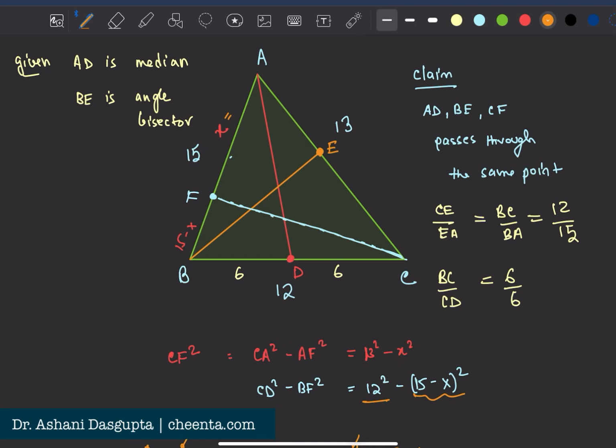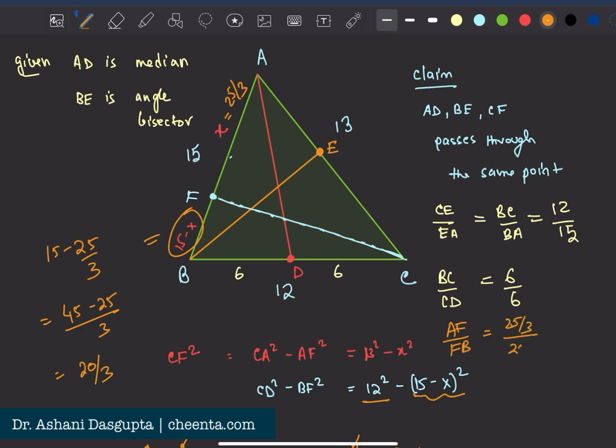So AF is 25 over 3, and FB is 15 minus 25 by 3, which is 45 minus 25 by 3, which is 20 by 3. So AF by FB turns out to be 25 by 3 divided by 20 by 3, which is 25 by 20. Okay, now we have all of these three quantities.